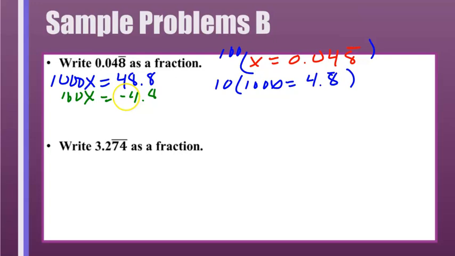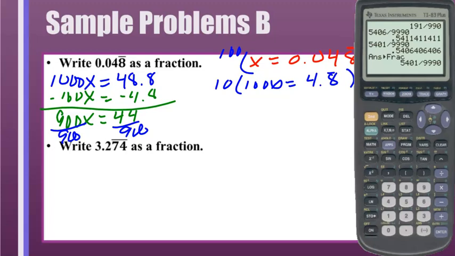If I subtract both of those, that gives me 900x equaling 44. Divide everything by 900. And on our calculator, let's do 44 divided by 900. And we're going to hit math, option 1. That's 11 over 225.